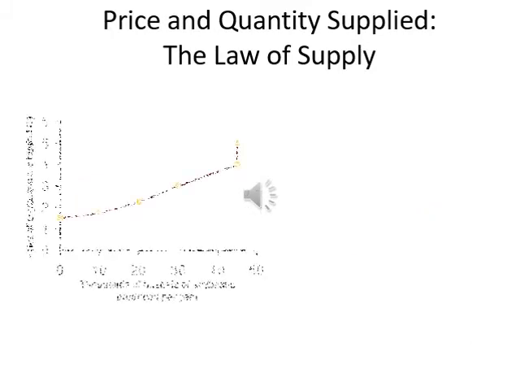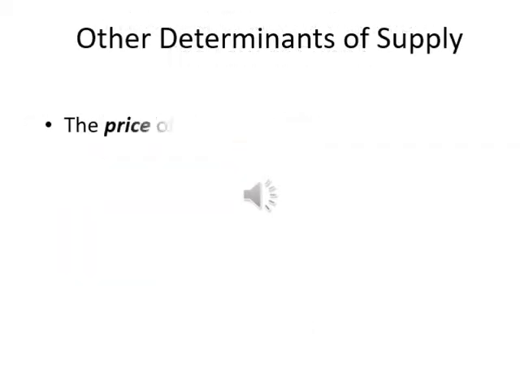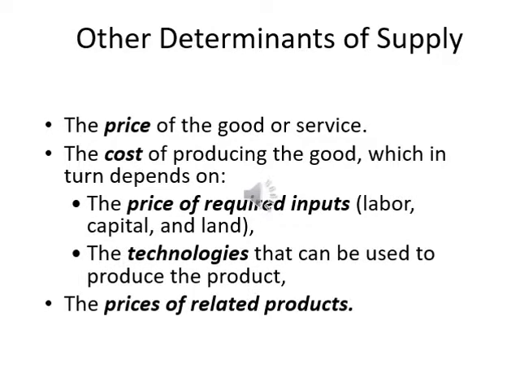The law of supply states that there is a positive relationship between price and quantity of a good supplied. This means that supply curves typically have a positive slope. The determinants of supply are: the price of the good or service; the cost of producing the good, which in turn depends on the price of required inputs, labor, capital, and land; the technologies that can be used to produce the product; and the prices of related products.